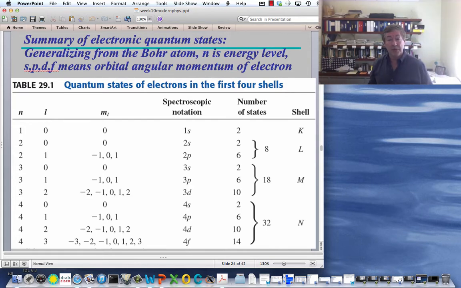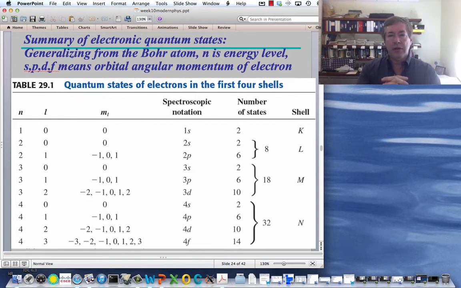And this remarkable insight that quantum mechanics, including Bohr, had was that the amount of angular momentum cannot be any possible value it wants to be, like a planet orbiting the sun. It's only quantized into fixed amounts of angular momentum in units of Planck's constant h divided by 2 pi, it turns out. You don't need to know that.